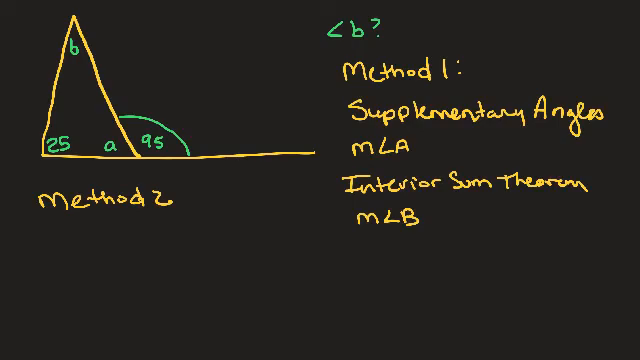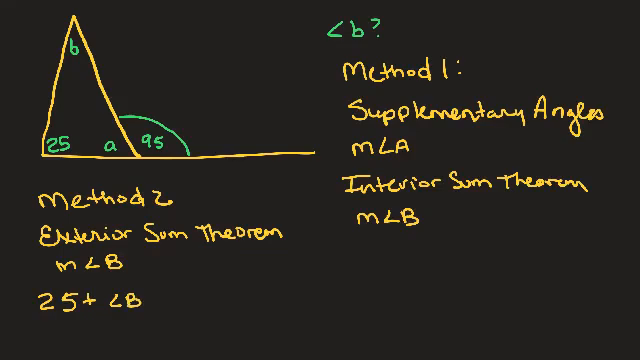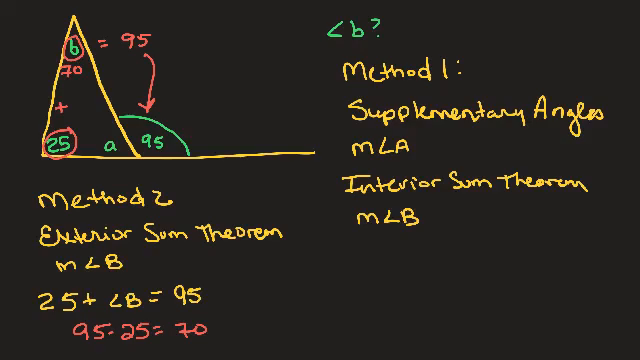And that is just simply use the exterior sum theorem to find the measure of angle B. See how many fewer steps that is? So we know that 25 plus angle B is equal to 95. We know that the sum of 25 plus B is equal to 95. So 95 minus 25 is equal to 70. And therefore, we know that the measure of angle B is 70 degrees. Pretty simple, huh?